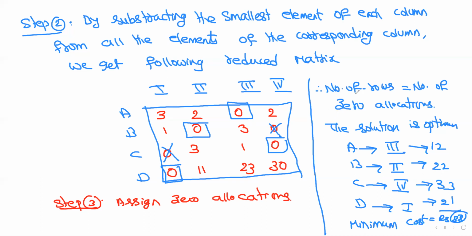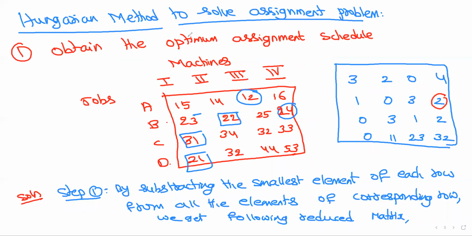That's all. Whenever the number of allocations is equal to the number of rows, the solution is directly optimum. So once again, go back here. We have to find the optimum assignment schedule. Here, we have 4 jobs A, B, C, D, and 4 missions 1, 2, 3, 4. We have to assign 1 job to 1 mission, and similarly, for 1 mission only 1 job is given. That we have to assign. So step 1 is subtracting the smallest element of each row from all the elements of the corresponding row.